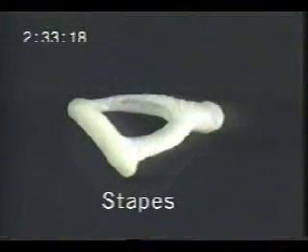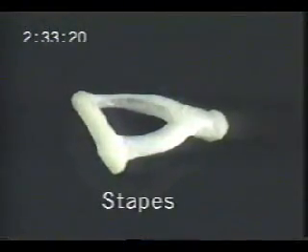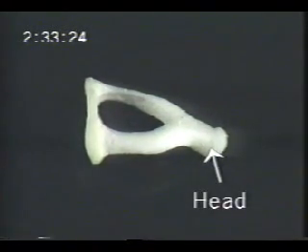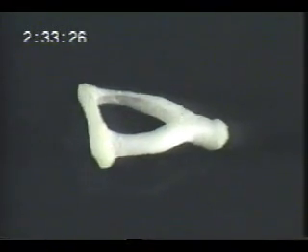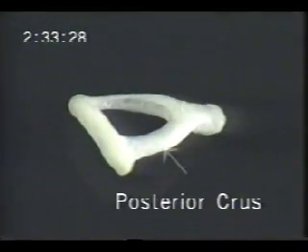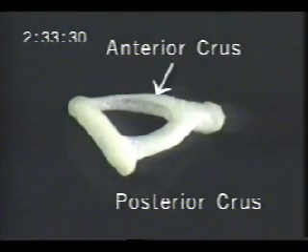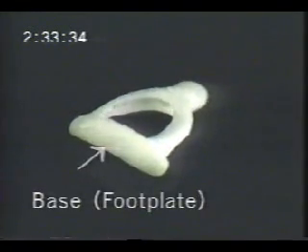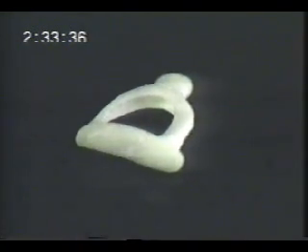Now we'll put the 3 auditory ossicles back into the picture. They're the stapes, the incus, and the malleus. We'll start with the tiny stapes, the smallest bone in the body. The stapes consists of a head, which articulates with the incus, an arch that's formed by the posterior crus and anterior crus, and an oval base, or footplate, which occupies the vestibular window.